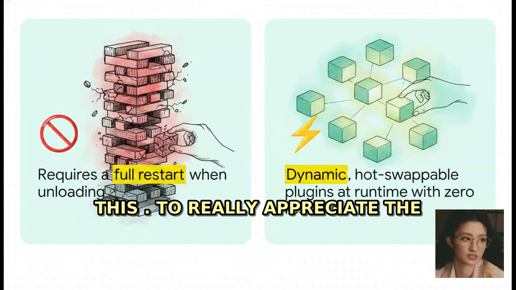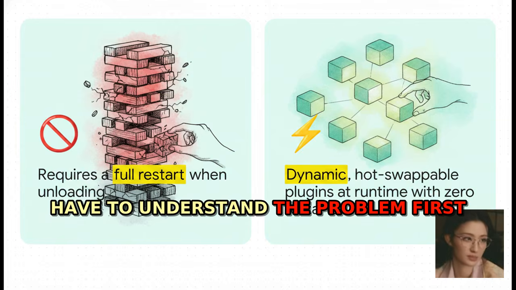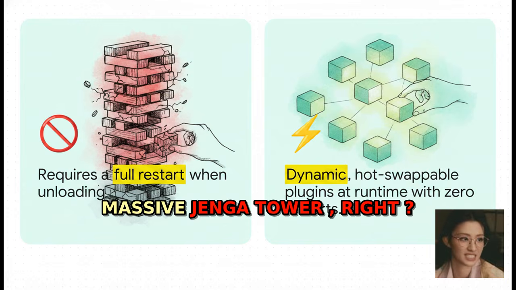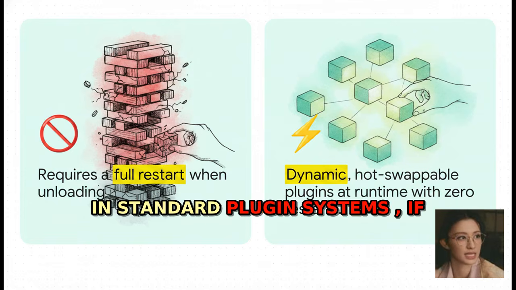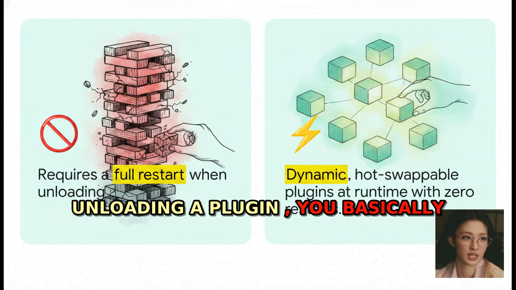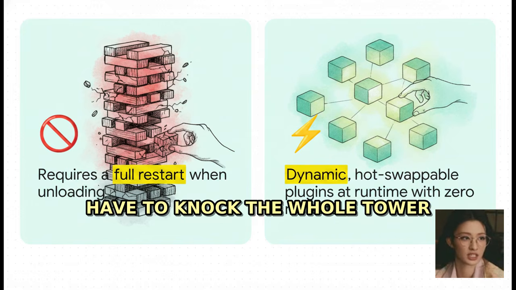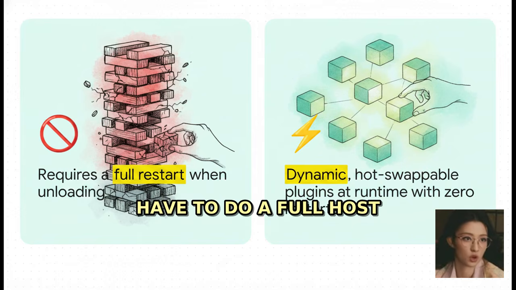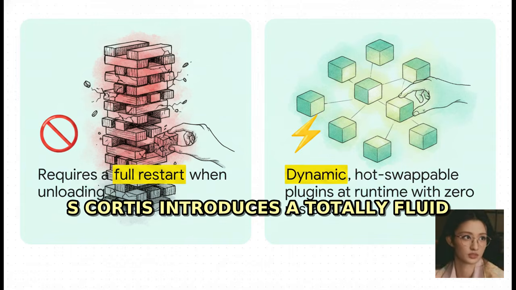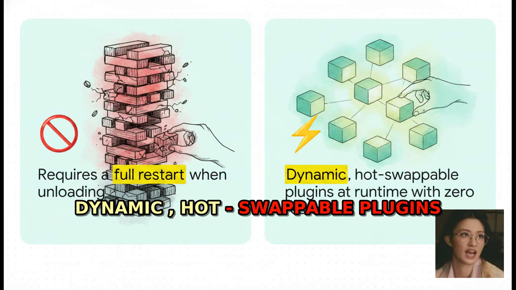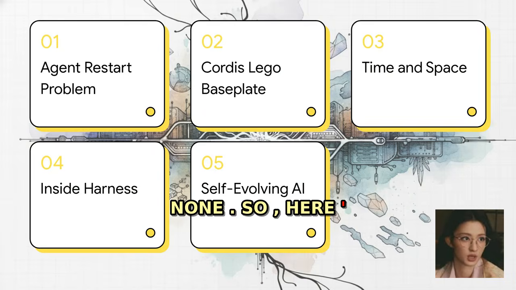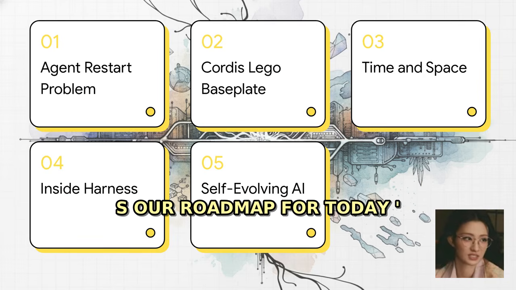To really appreciate the solution here, we kind of have to understand the problem first. You can think of modern software engineering a bit like a massive Jenga tower, right? In standard plugin systems, if you want to swap out a single block at the bottom, like unloading a plugin, you basically have to knock the whole tower down and rebuild it. You have to do a full host process restart. But DeepSeek's Cortis introduces a totally fluid solution. We're talking dynamic, hot-swappable plugins at runtime with zero restarts. None.